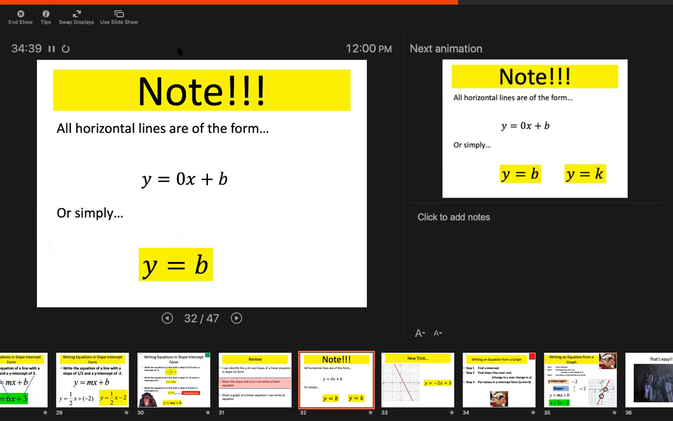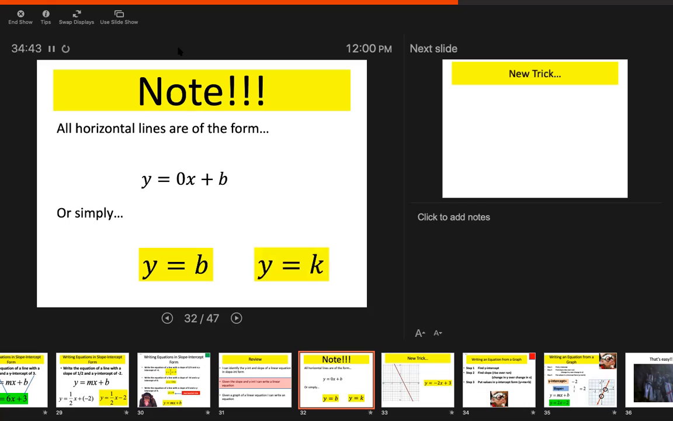So I have occasionally some kids get troubled by this. You told me it was y equals k, but when you throw in 0 for the slope, you actually get y equals b. Okay, both b and k are just numbers, so don't get lost on that. We generally say that all horizontal lines are the form of y equals k. What we really mean is y equals the y-intercept.